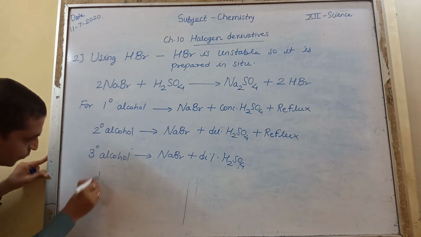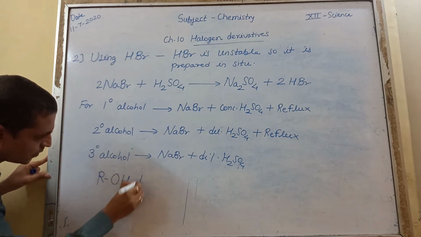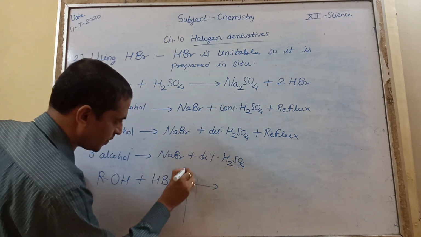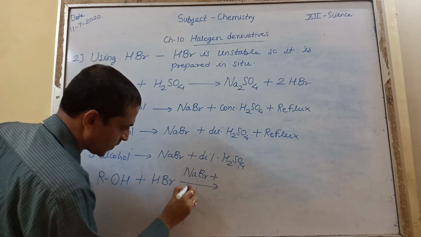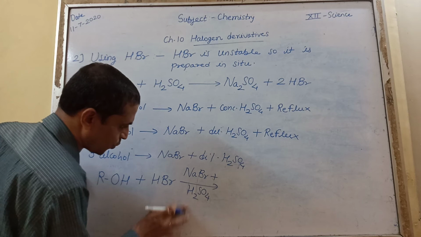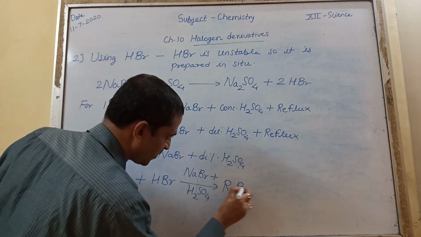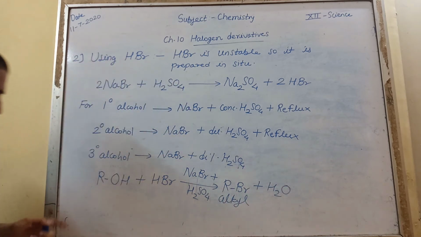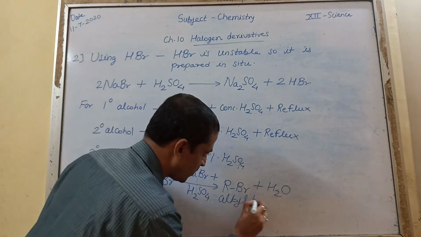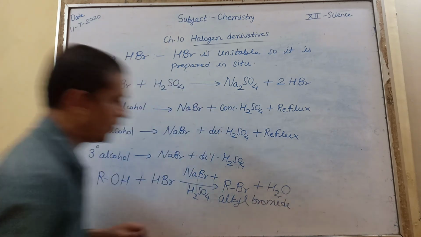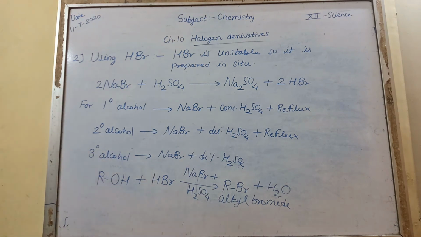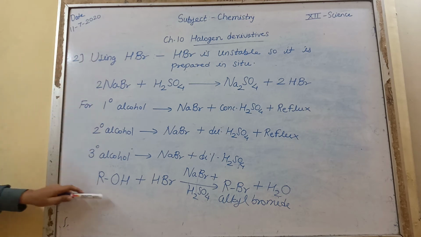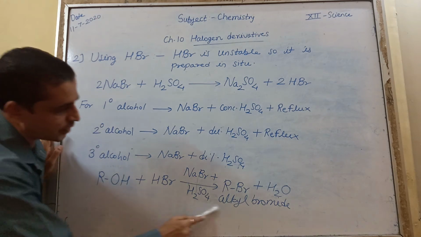See, the general reaction can be written as ROH plus HBr. Here NaBr plus H2SO4, it depends, dilute or concentrated. Here you get RBr plus H2O. It is alkyl bromide. We'll consider examples based on this. Have you understood these points?